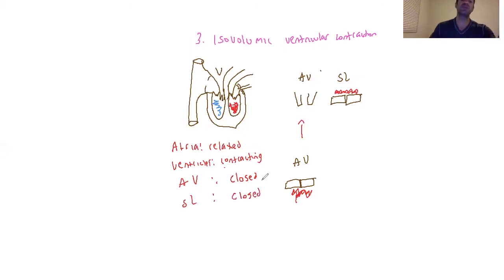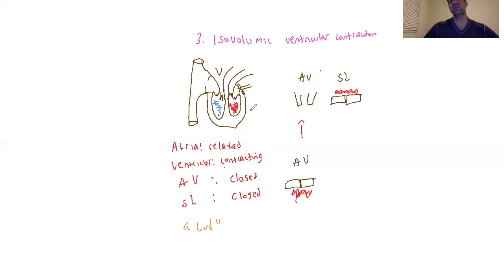So really, the only thing that has changed is the ventricles are contracting and the AV valves have been slammed shut. At the end of this stage, you are going to hear a sound called lub. So this is the stage where the lub sound is heard. That is the sound of the AV valves closing.